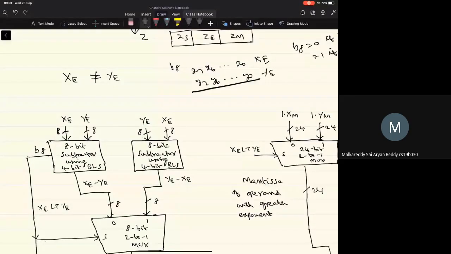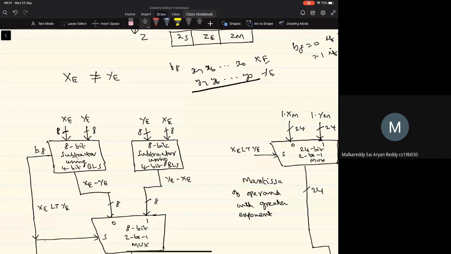Okay, I think let's get started. So we're looking at the design of this floating point adder subtractor circuit. It turns out that this is the most complex circuit that we'll be discussing in this course. All of the circuits that we'll be discussing later also will be simpler than this. Okay, let's not get scared of it.